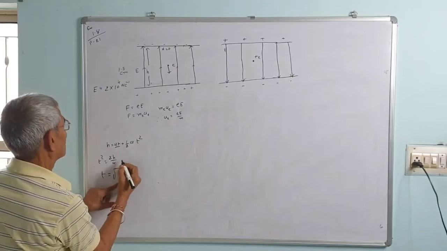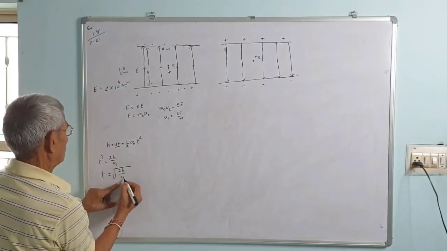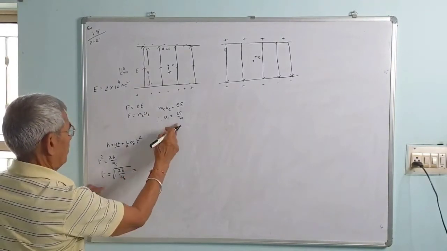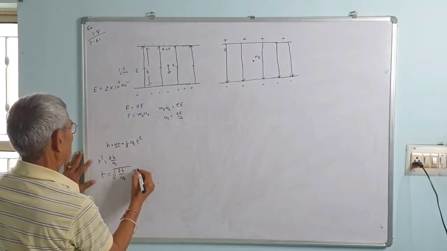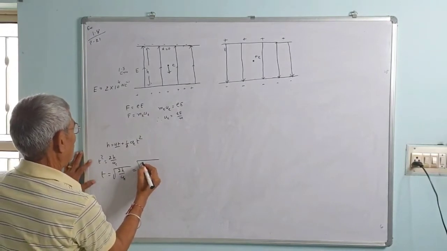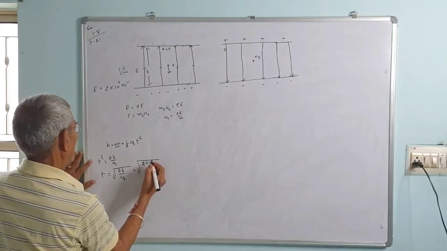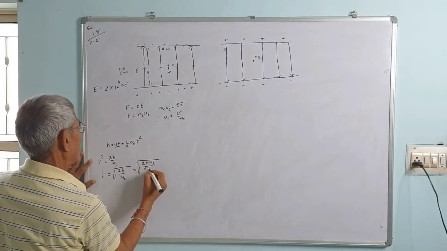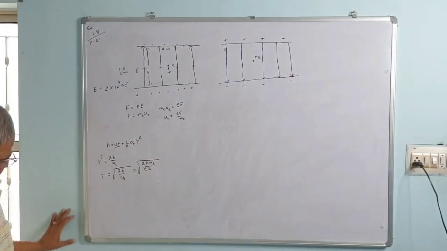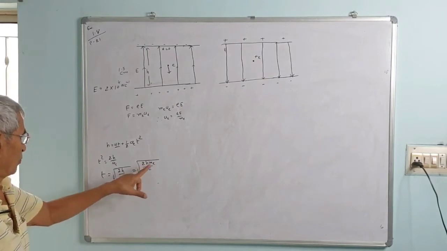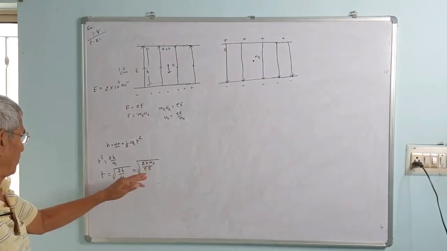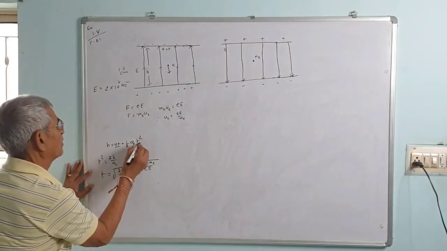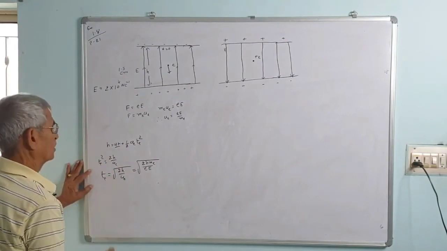Put in the value of a, the acceleration due to the electric force on the electron. That will be the square root of 2h m_e upon eE. Since the mass of the electron is less, the time will be less. Let us call this time T_e for the electron. Similarly, we find the time for the proton.